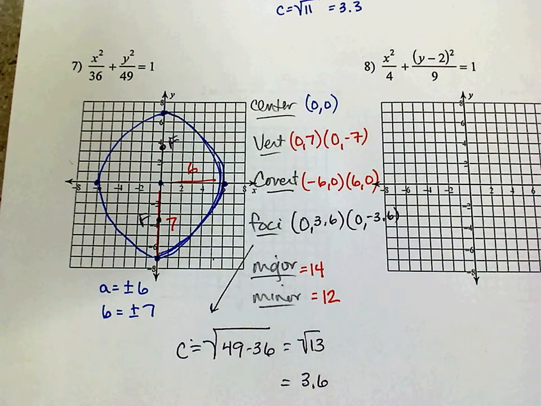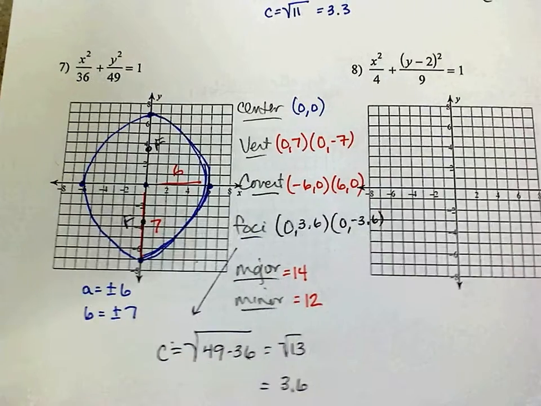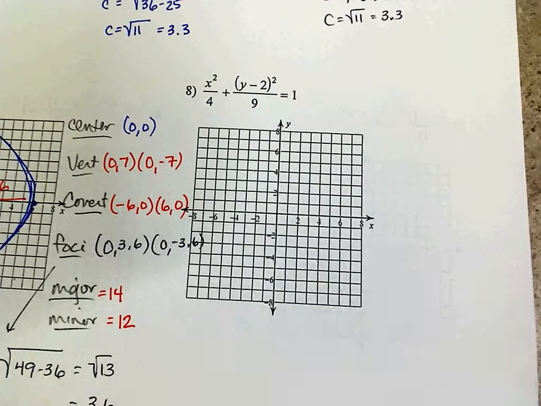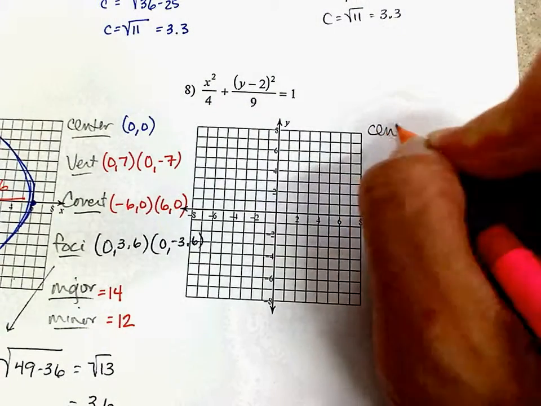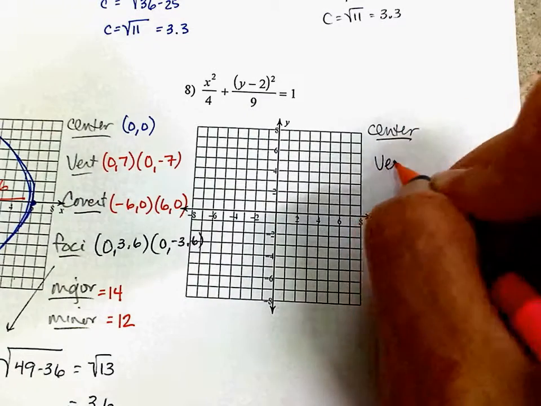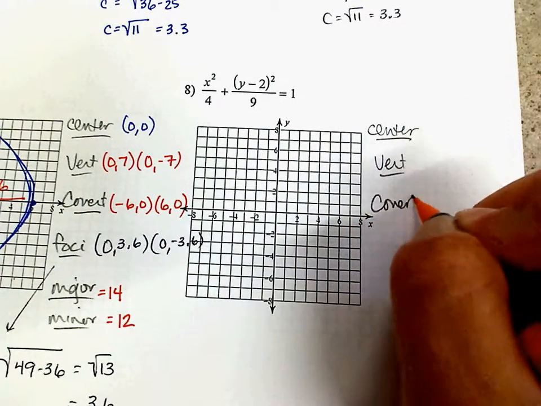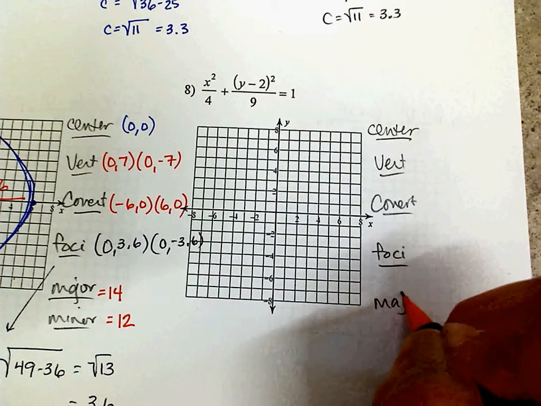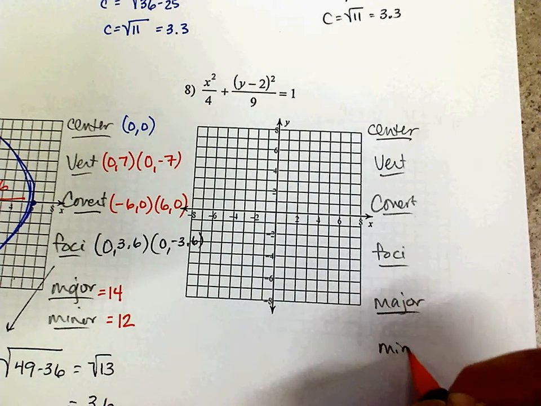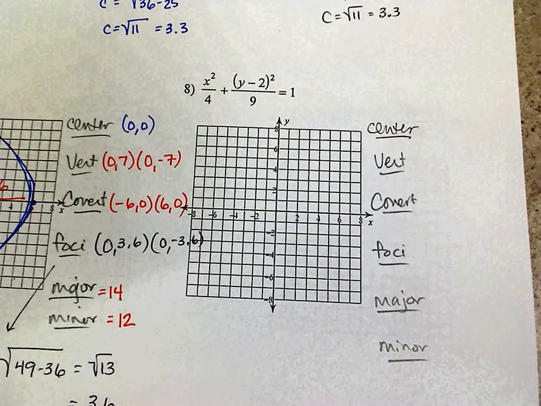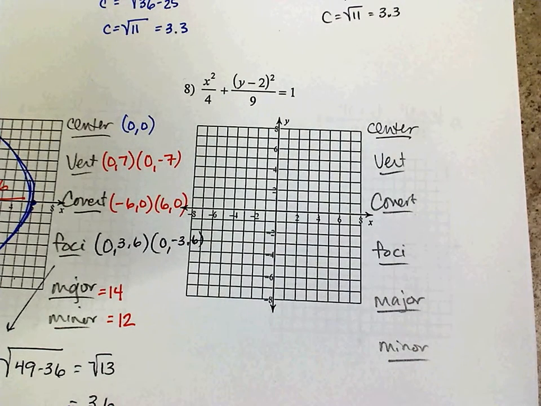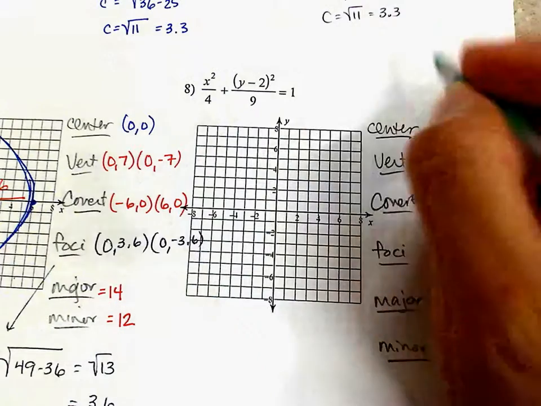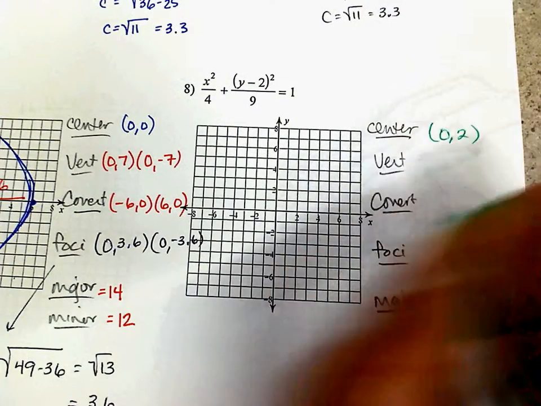Number 8. Okay. Gotta have your center. Gotta have your vertices, co-vertices, foci, major, and your minor. Here we go. Center, 0, 2, 0, 2.